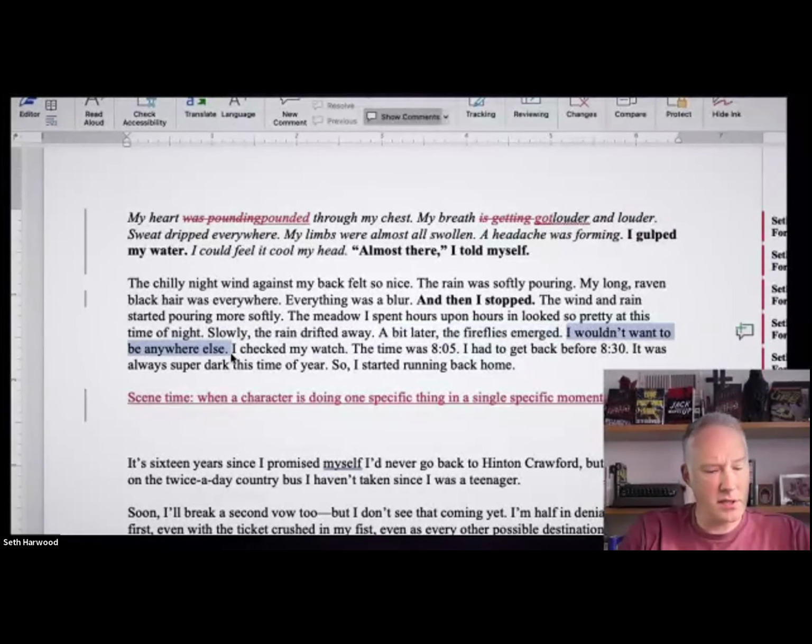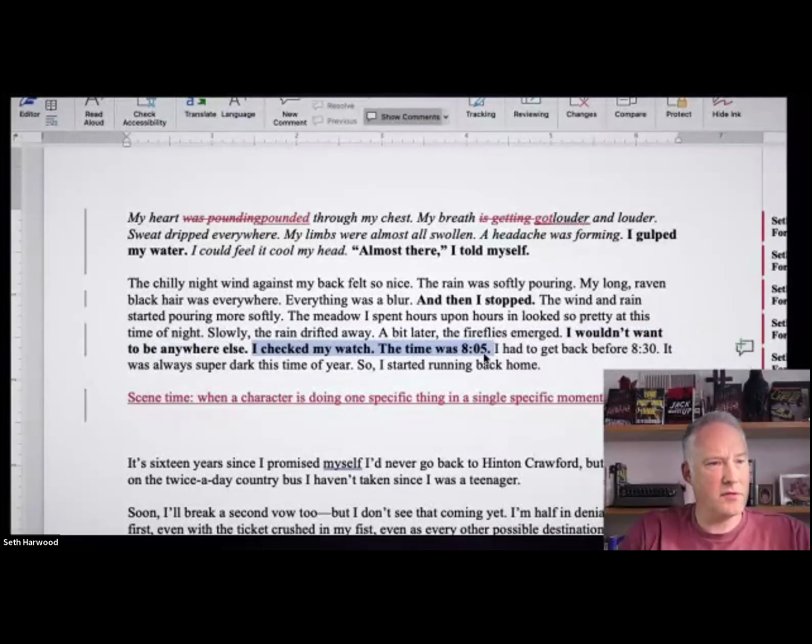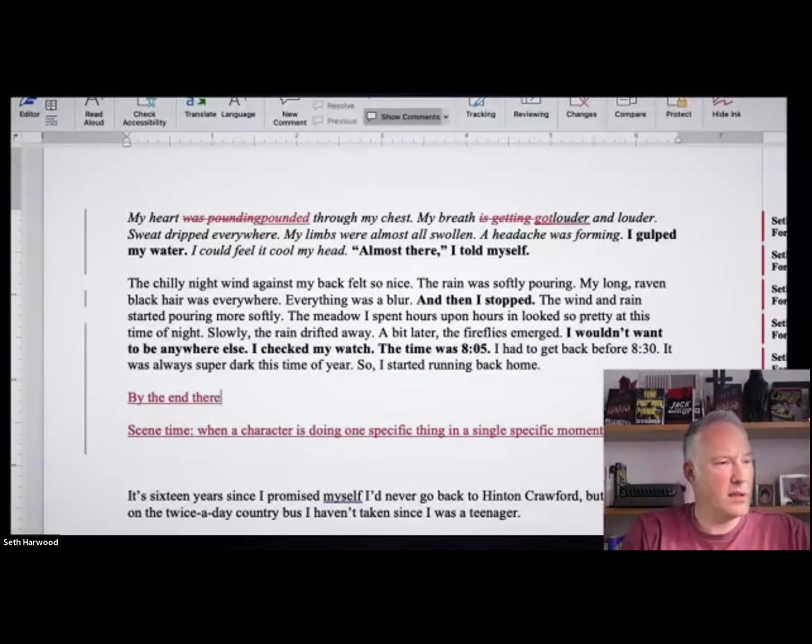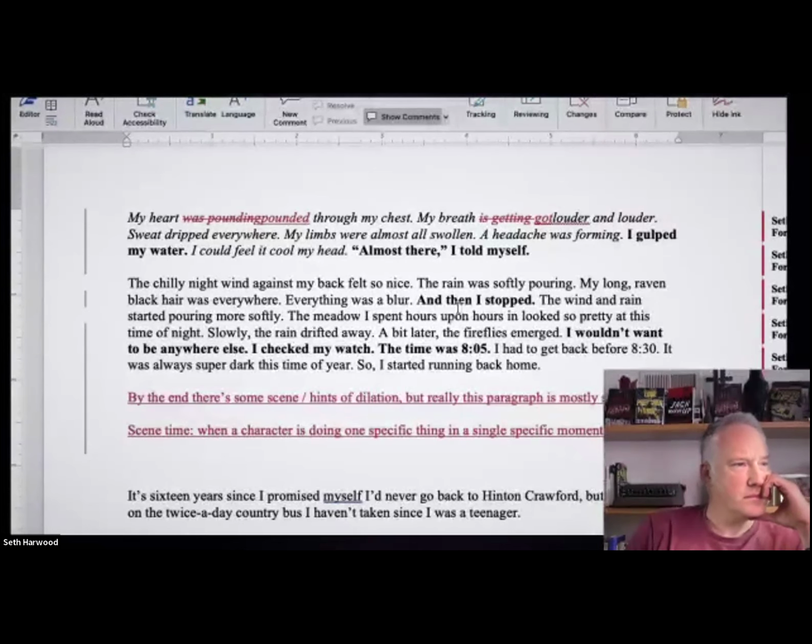This feels good. This feels like some emotion is coming through. But again, a lot of what's happening here is kind of summary. "I started running back toward home." So it feels like by the end of this, there's some scene and hints of dilation, but really, this paragraph is mostly summary. Does that make sense?